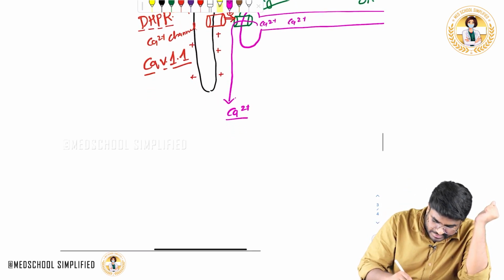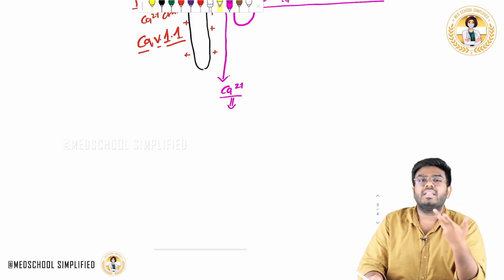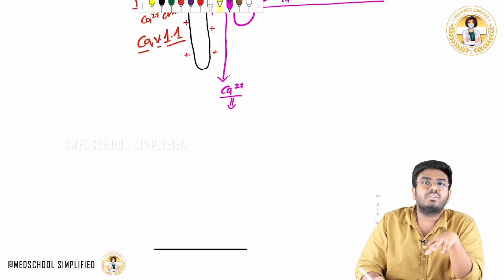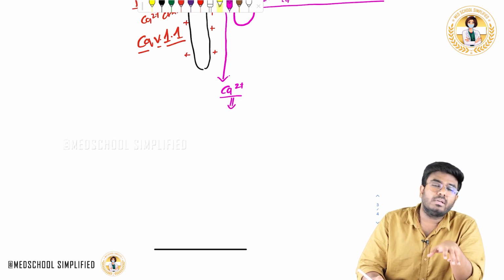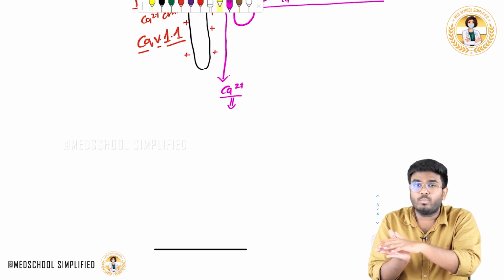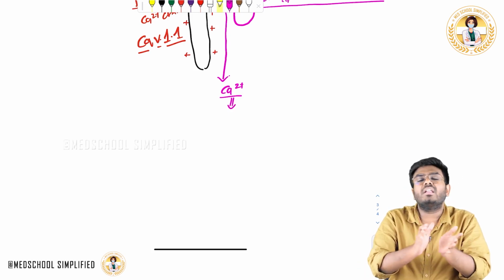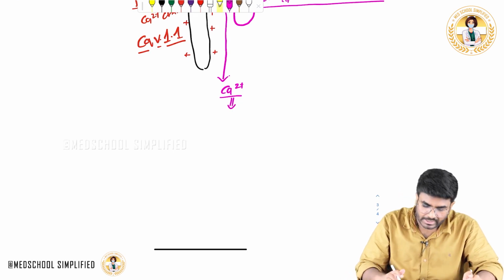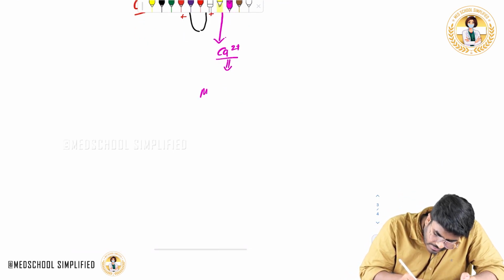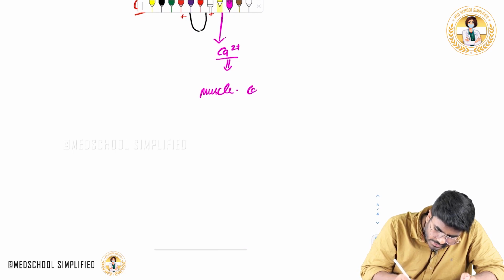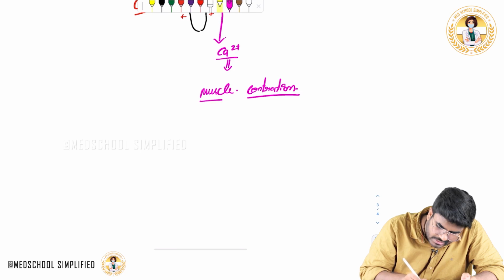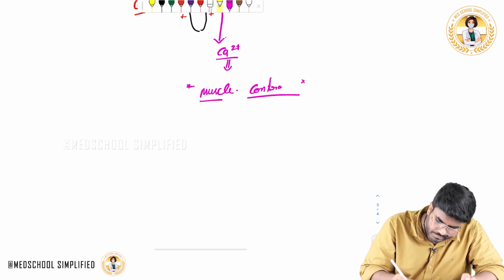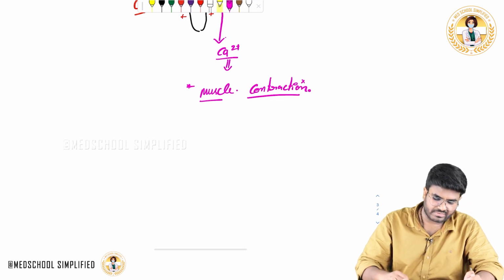Now what will this calcium do? In the next video we'll discuss how the calcium will go and bind with something called troponin. So troponin and tropomyosin will move away from the active sites. So at the end of the day, because of this calcium only, the muscle contraction will happen. Okay, muscle contraction will happen.